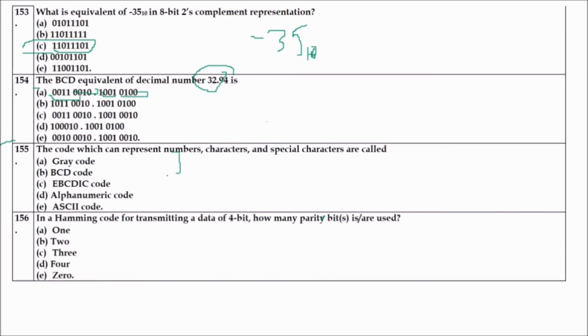The code which can represent numbers, characters and special characters are called what? Code which can represent numbers, characters, special characters are called as, the answer is D, alphanumeric code. These are called as alphanumeric code. Next, in a Hamming code for transmitting a data of 4-bit, how many parity bits are used for 4-bit Hamming code? The answer is 3 parity bits will be used. In Hamming code, 3 parity bits will be used.